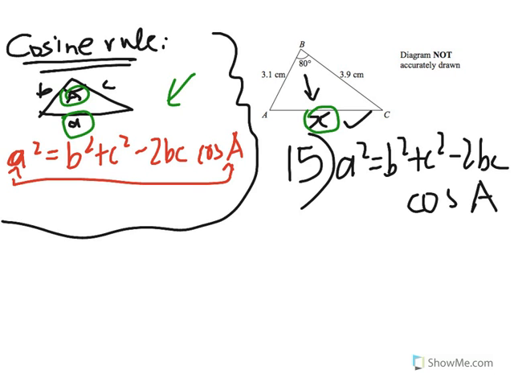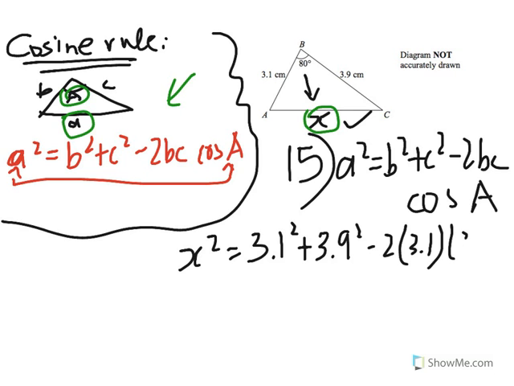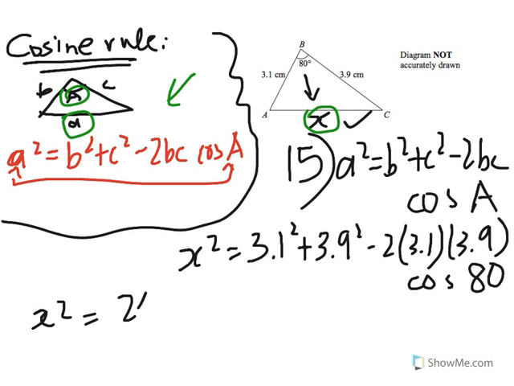So all we got to do is write x squared is equal to b squared, which is, let's say, 3.1 squared plus 3.9 squared minus 2 times 3.1 times 3.9 cosine of the angle, which is 80. So x squared is equal to, you got to simplify this, 3.1 squared plus 3.9 squared is 24.82 minus 2 times 3.1 times 3.9 is minus 24.